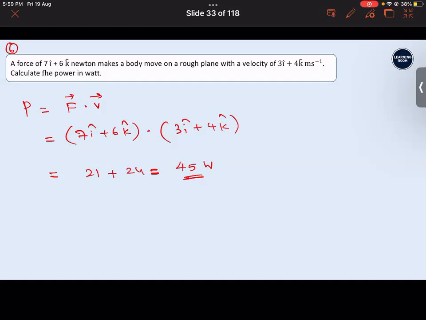See, when you do the dot product between two vectors, the output you get is not a vector. You will not put a bar on top of it.